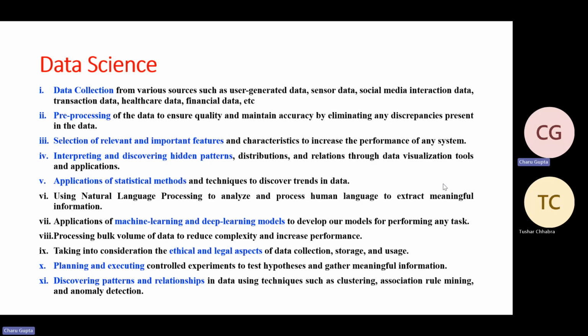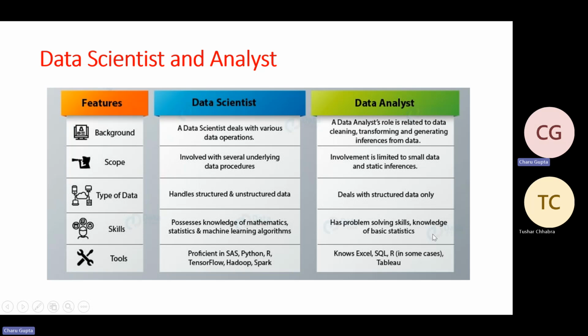Okay. So the next part is the difference between a data scientist and a data analyst. See, a data analyst is only cleaning, transforming and generating the data, right? The data analyst is getting the inferences from the data, whereas a data scientist is dealing with different operations. His role is not only about cleaning and transforming, his role is to get certain insights or hidden patterns or relationships between the data.